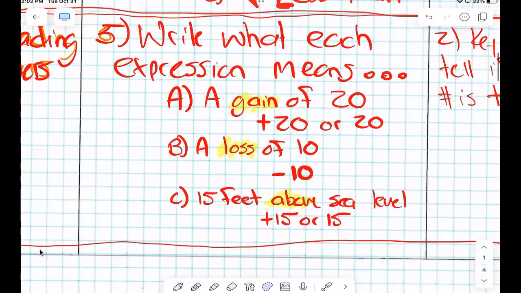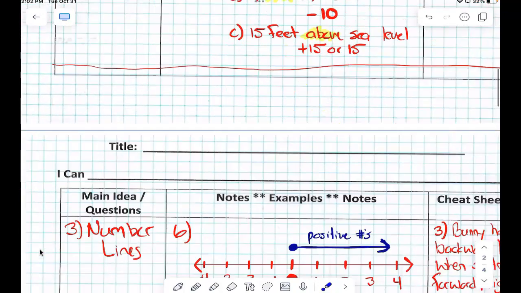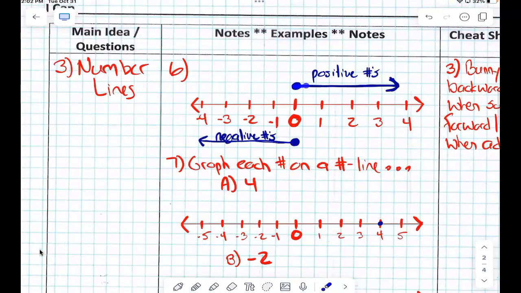A, B, and C here. We had to figure out how to write each of those numbers, right? Yes. Why did we highlight gain, loss, and above? Because they're the key words. They tell us if it's going to be positive or negative. Do positive numbers necessarily have to have a plus in front of them? No. So does plus 20 mean the same as 20? Yes.